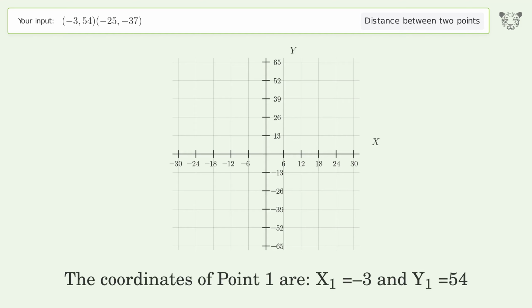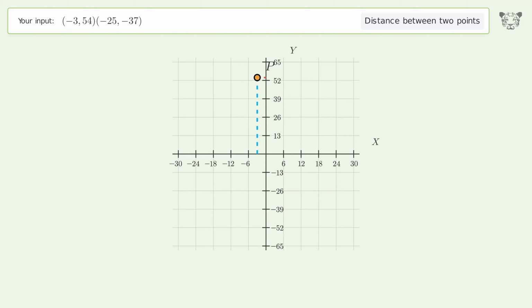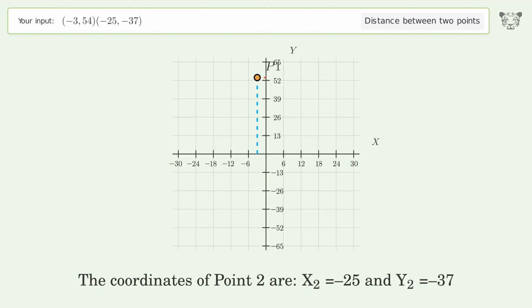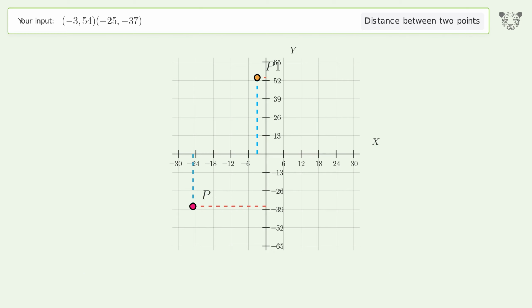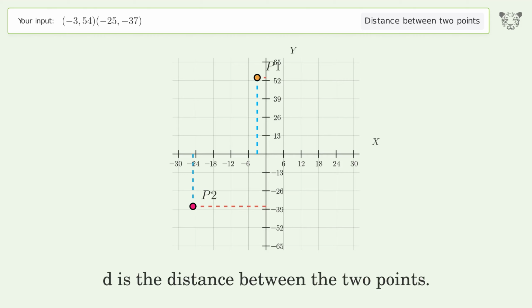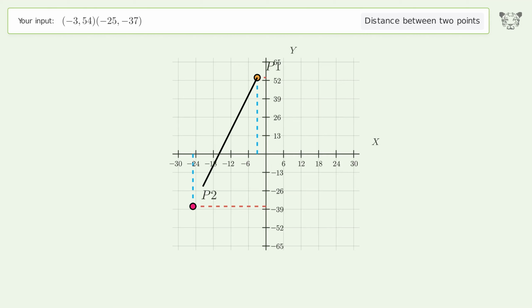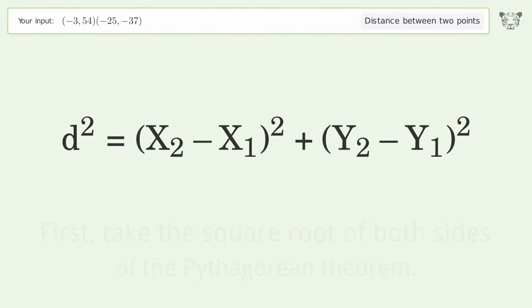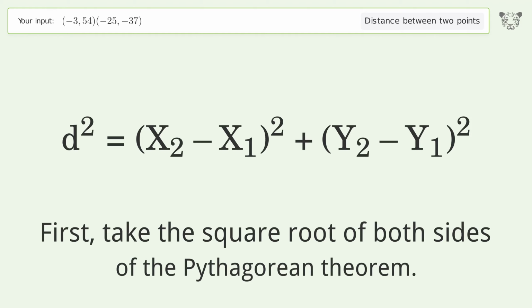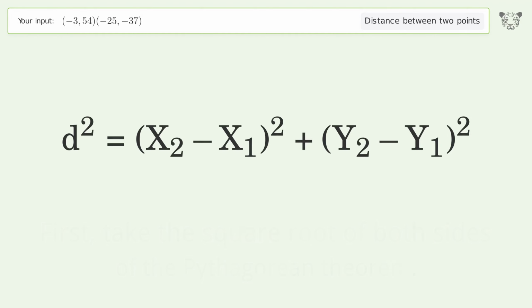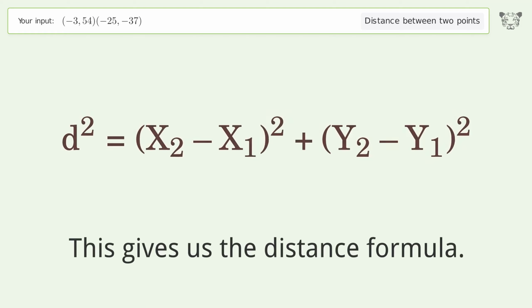The coordinates of point 1 are x1 equals -3 and y1 equals 54. The coordinates of point 2 are x2 equals -25 and y2 equals -37. D is the distance between the 2 points. First, take the square root of both sides of the Pythagorean theorem. This gives us the distance formula.